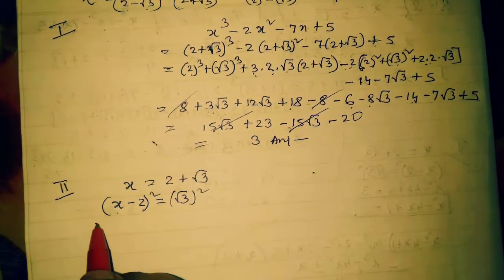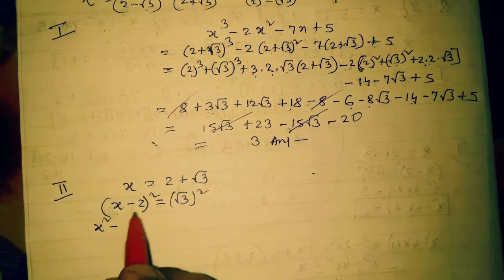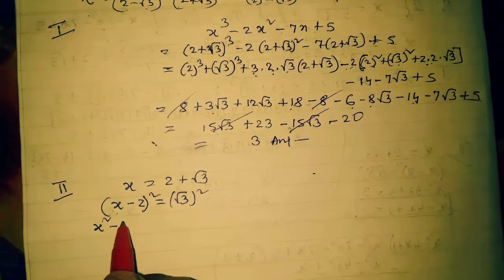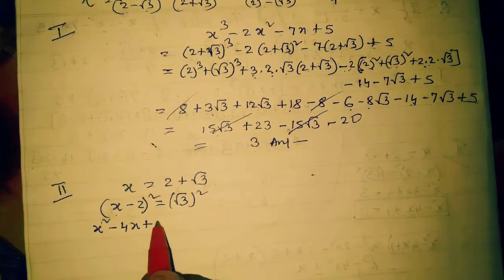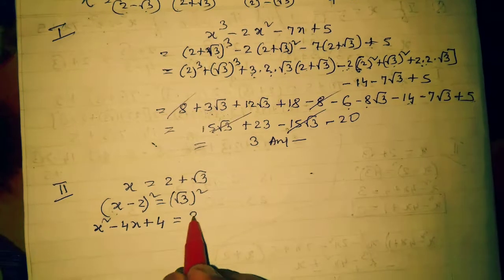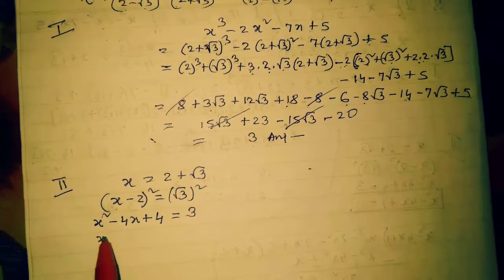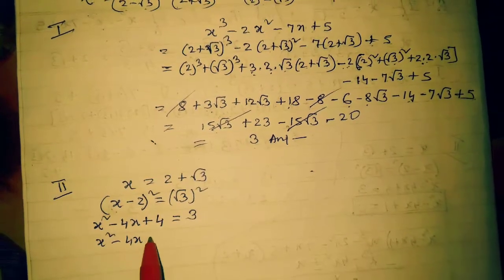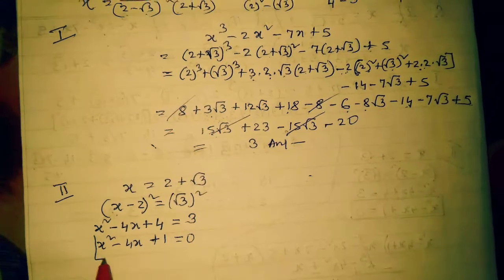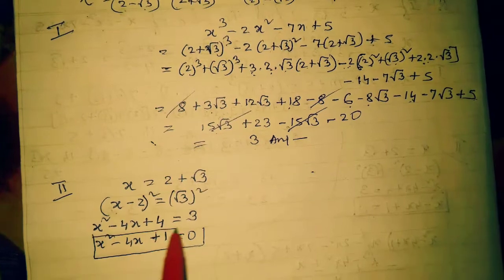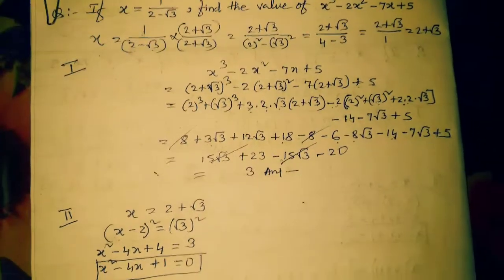So we'll get a minus b whole square: a square minus 2ab, means 2 into x into minus 2, so we'll get 4x. And minus 2's whole square, plus 2's whole square is 4. And root 3's whole square is coming 3. So finally x square minus 4x plus 4 minus 3 is plus 1. That is equals to 0. So the value of x square minus 4x plus 1 is coming 0.